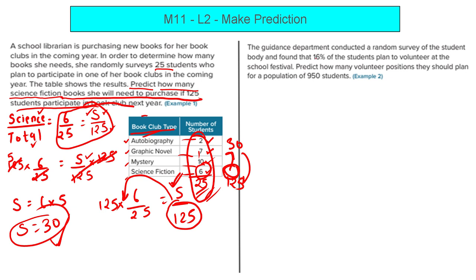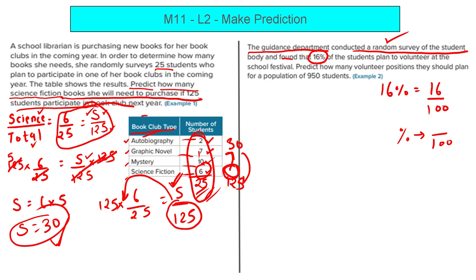In some questions, he will give you the information in percentage. Remember, 16% is nothing but 16 over 100. Why? Because percent means divide by 100. Okay. Now let us start the question. The guidance department conducted a random survey of the students. So they did a random survey.